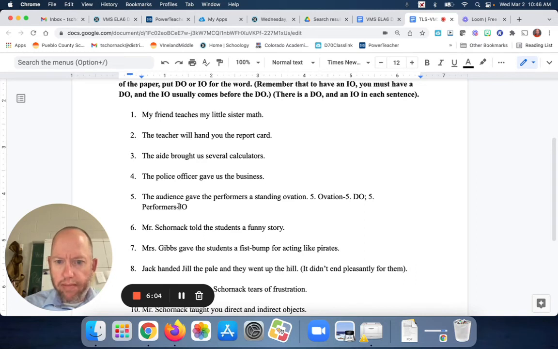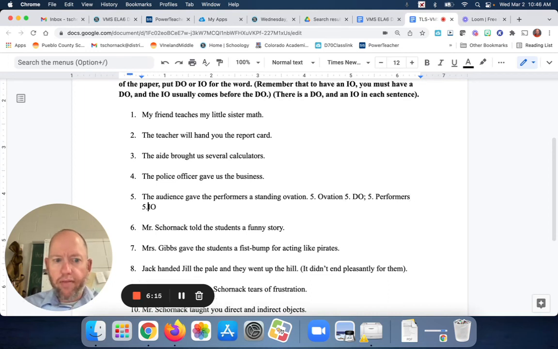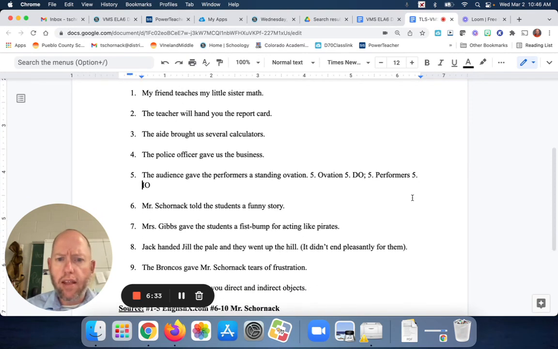Confusing myself a bit. I don't want to confuse you. I'll be able to help you a lot easier when we do this in class together, but this is for you guys if you're absent. If you are, again, do this on a sheet of paper. There is one in each sentence. There's a direct object and indirect object in each sentence.